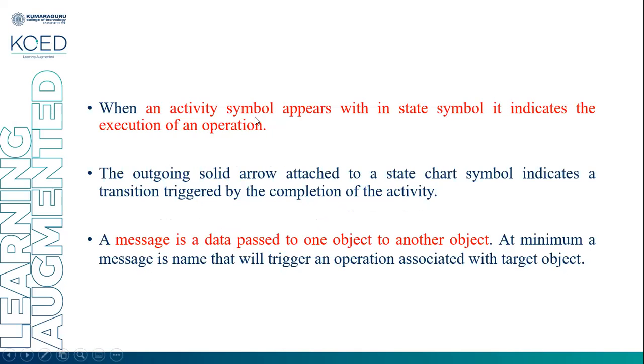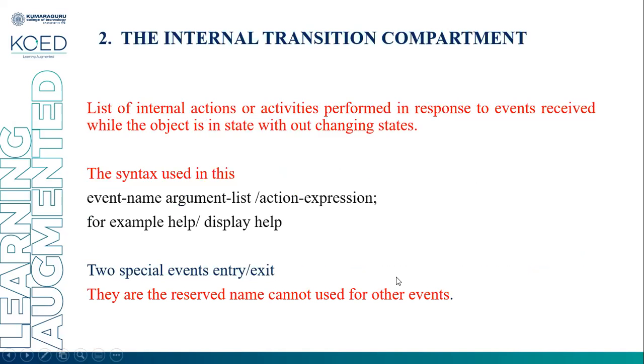When an activity symbol appears with a state symbol, it indicates the execution of an operation. The outgoing solid arrow attached to the start state symbol indicates a transition triggered by the completion of the activity. A message is data passed from one object to another object. At a minimum, a message is a name that will trigger an operation associated with the target object.